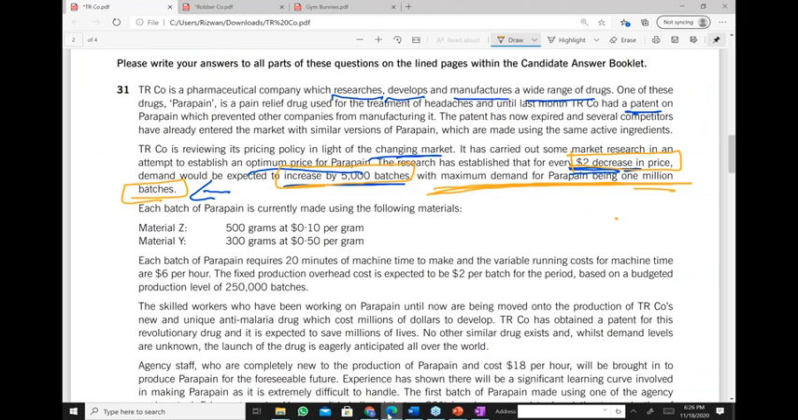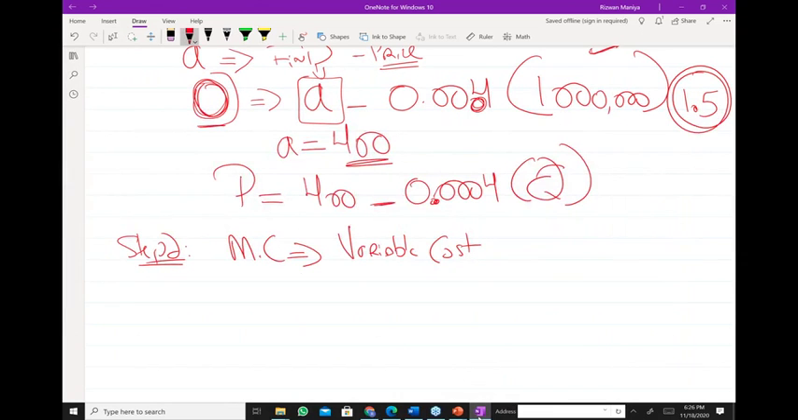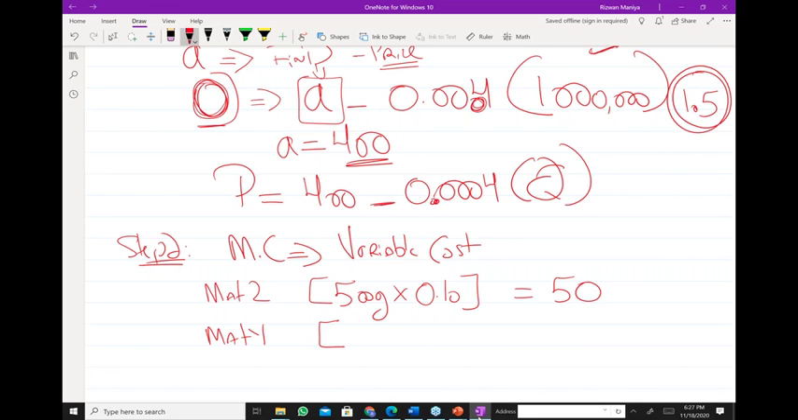Each batch is currently made using the following materials: material Z, 500 grams at the rate of 0.1, and material Y, 300 grams at the rate of 0.5. So are these two material costs variable? Say yes or no. The answer is yes. So let's start working. Material Z, 500 grams multiplied by 0.1 is 50. Material Y, 300 grams multiplied by 0.5 is how much? 150. Okay, simple. Great.